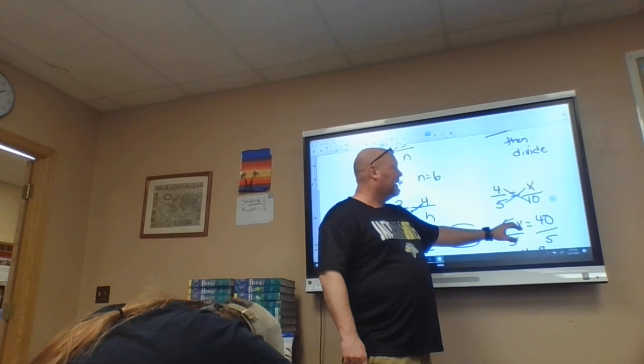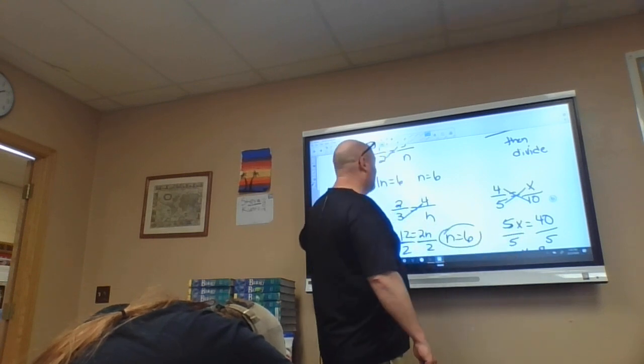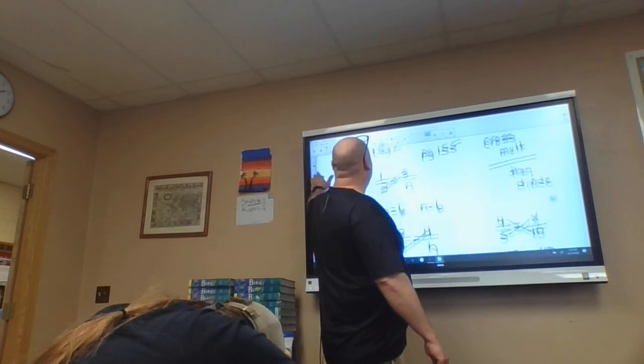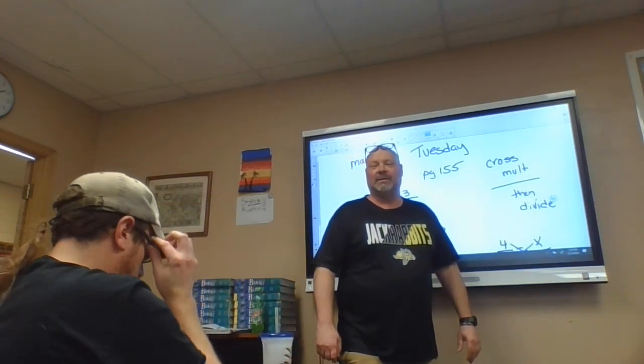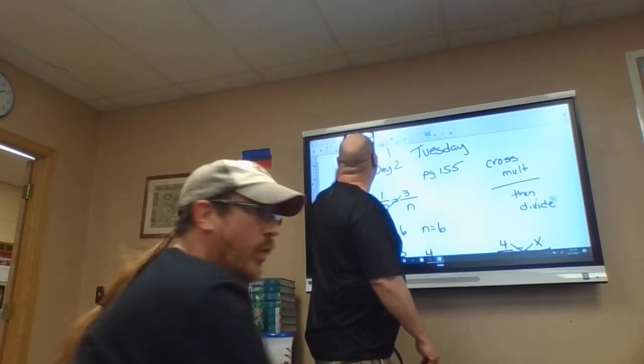We just cross multiply. 5x equals 40. Divide by 5. X equals 8. So once again, all you're doing is page 155.